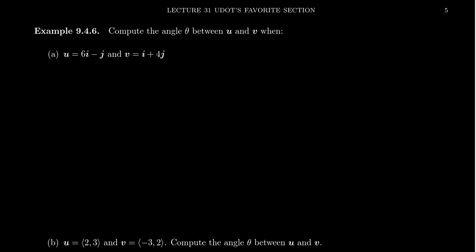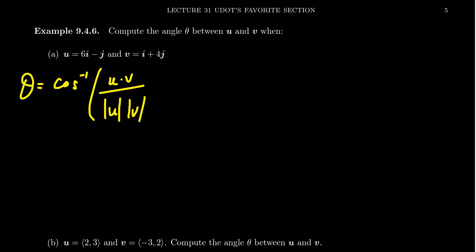Let's compute the angle theta between two vectors u and v. So I have the vector u given as 6i minus j, and I have the vector v, which equals i plus 4j. So like we saw before, theta is going to equal arc cosine of, what was that again? You're going to take u dot v over the magnitude of u times the magnitude of v, like so. So we have to find these magnitudes, okay? So how do you do the dot product again? You multiply together the horizontal components. You get 6 times 1, which is 6. And then you multiply together the vertical components. Negative 1 times 4 is negative 4, like so.